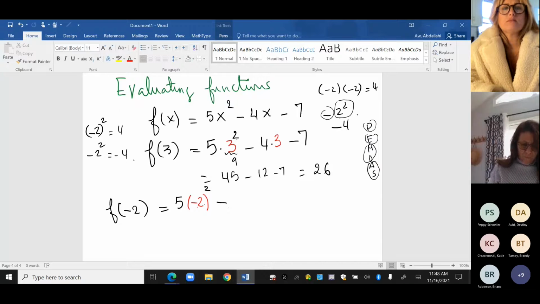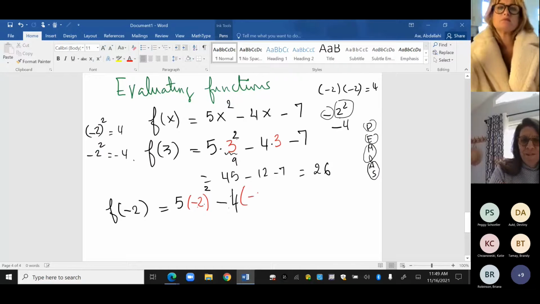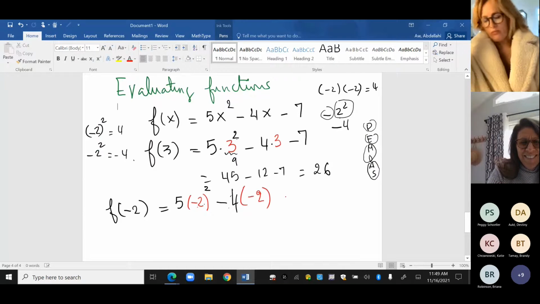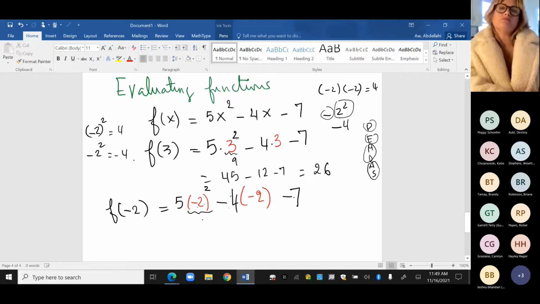Okay. So minus 4 times negative 2, and then minus 7. And then we do the math. You see here, because I have put the parentheses, this is 4. 5 times 4 is 20, plus 8, minus 7, which is 21, right?